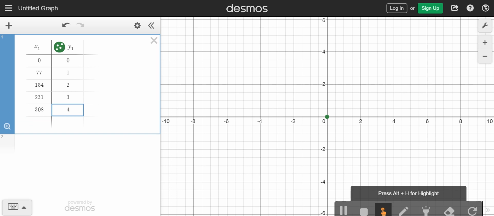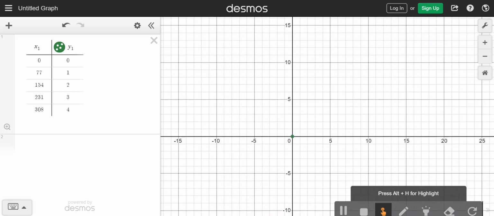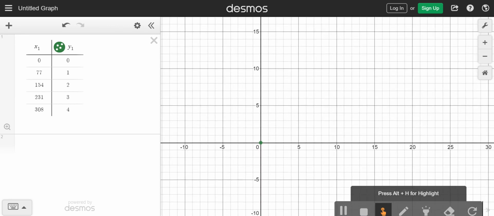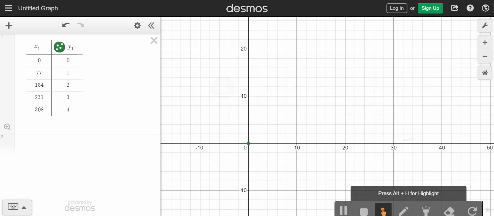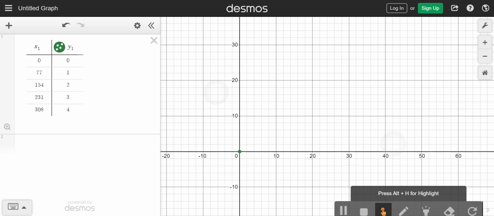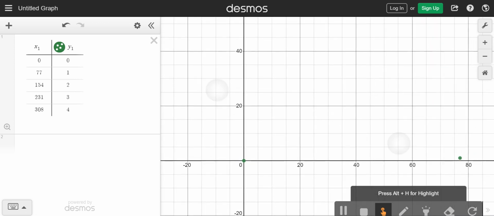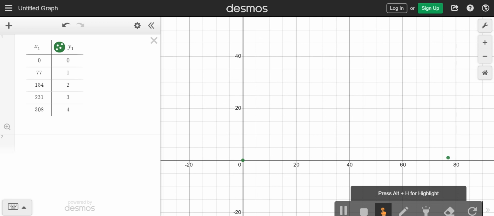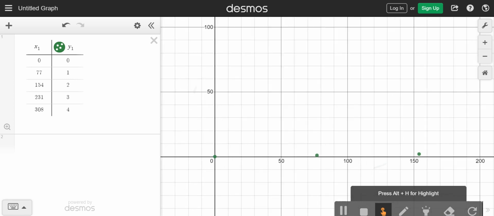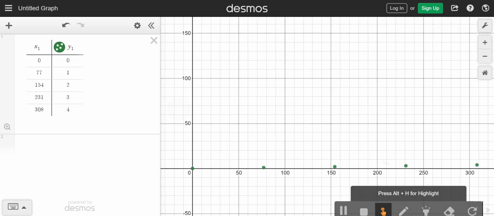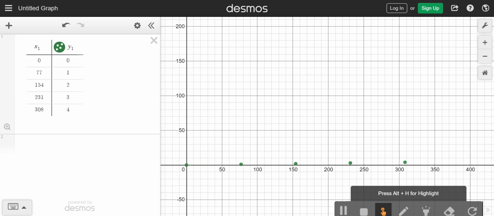The only point that we can see is 0, 0. And that's because the way this is scaled is that each of these darker lines goes by 2s. So let's zoom out. If we zoom out to everyone being 5, we still don't see anything. If we zoom out to 10 for a scale, we don't see anything. 20s, we see our first point out here at 77 and 1. There's our second point. Then our last point out here.